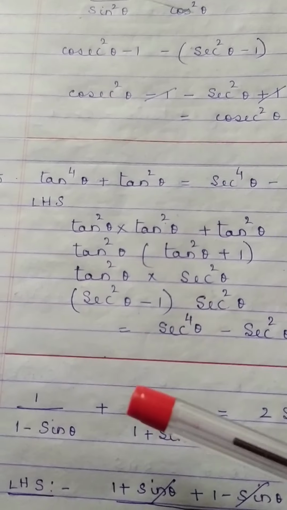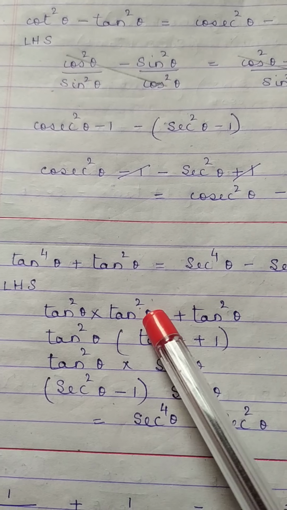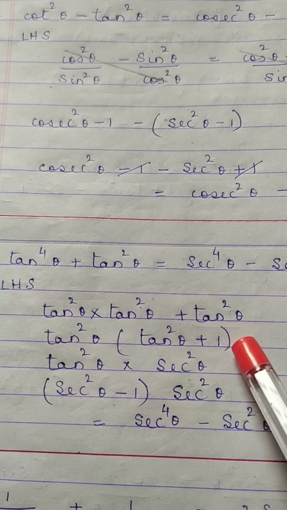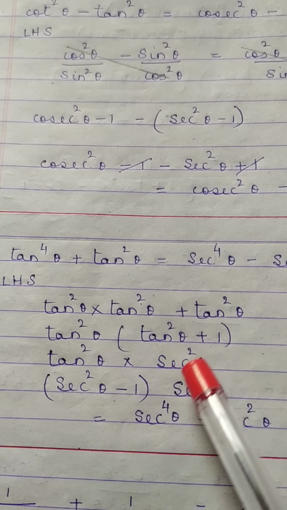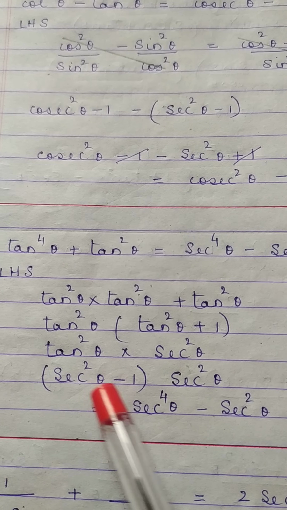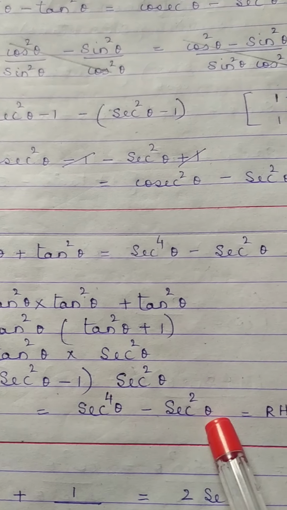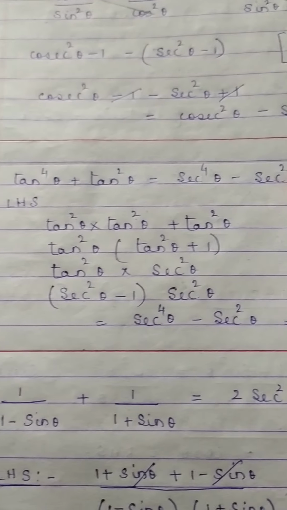Question number 5: tan raised to 4 theta, write it as tan square into tan square. Take tan square theta out as common. Within the bracket, I get tan square theta plus 1, which is secant square theta. From the identity, write tan square as secant square minus 1 into secant square. Multiply it with both the terms, I get my answer, which is the RHS.